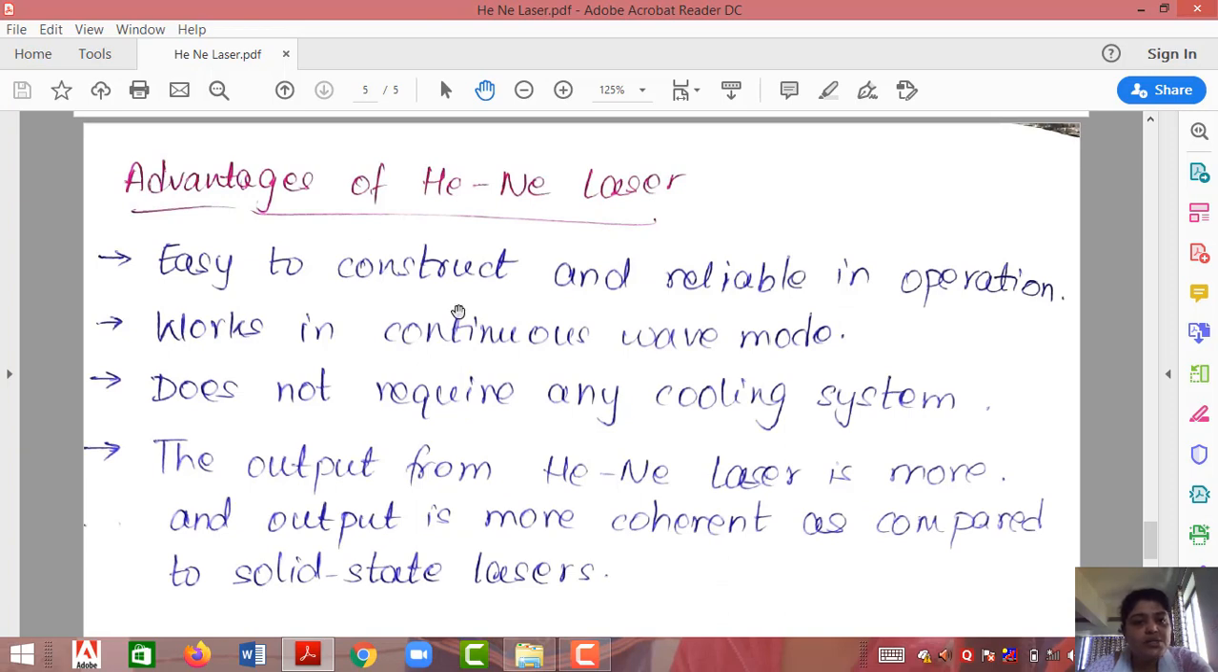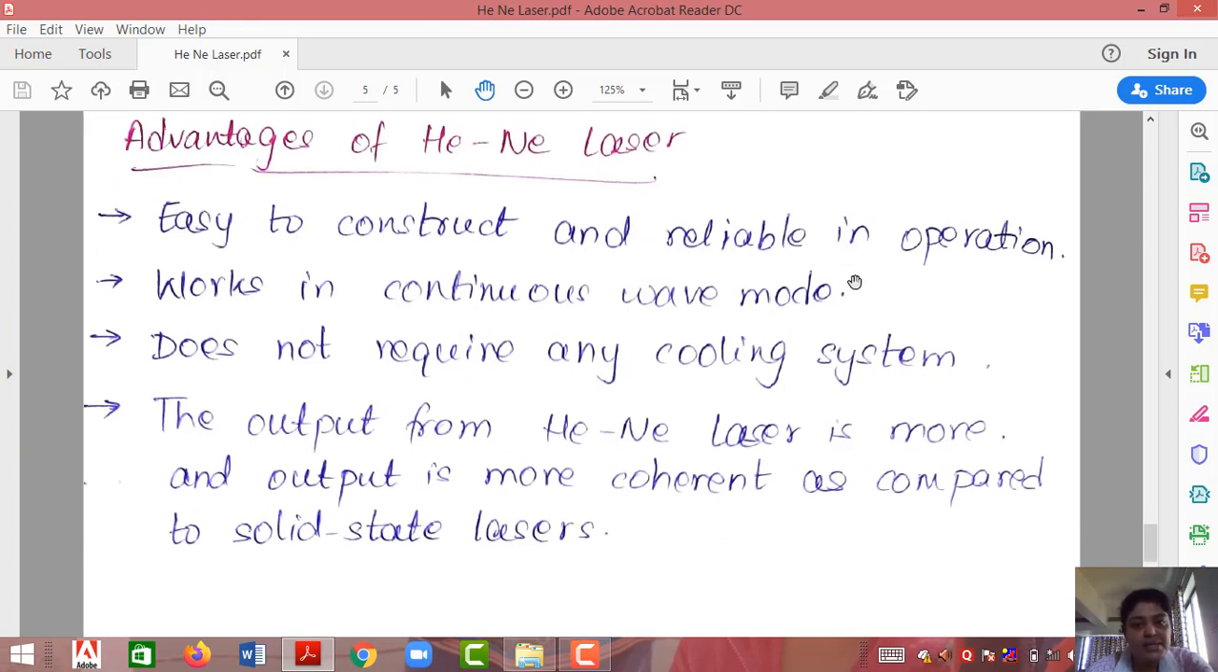The advantages of helium neon laser are it is easy to construct and reliable in operation. It works in continuous mode. Now why is it easy to construct? You only need a glass chamber which is polished at both the ends. You need a DC source and you need a combination of helium neon. No additional material is required.